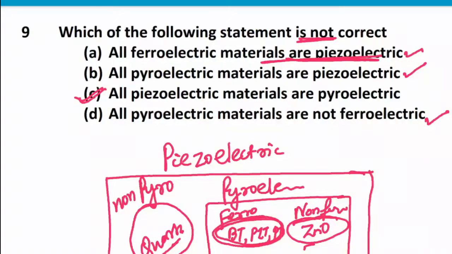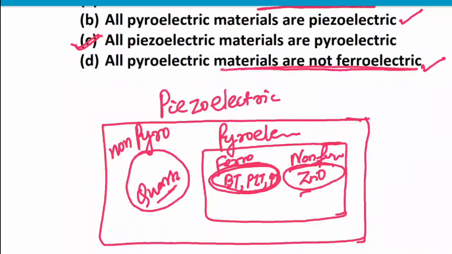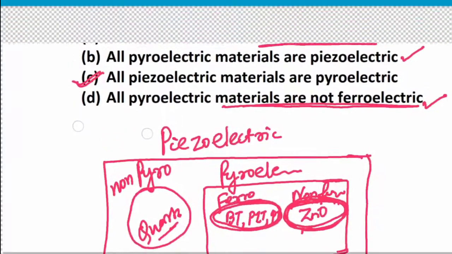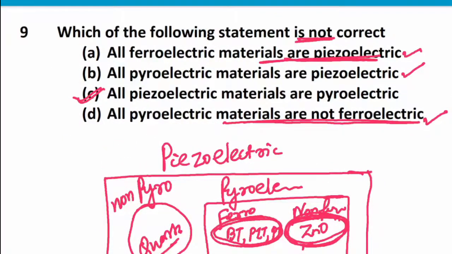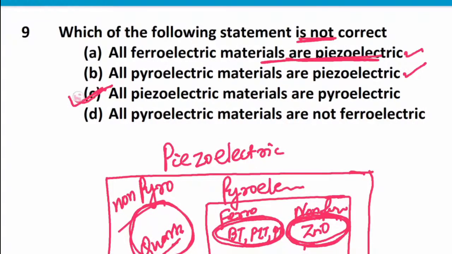Next, all pyroelectric materials are also piezoelectric. This is pyroelectric also under the piezoelectric metal. Option C says all pyroelectric metals are not ferroelectric, because there are also non-ferroelectric under the pyroelectric. So this is not the case. So here option C, all piezoelectric metals are pyroelectric, is wrong because there are also non-pyroelectric under the piezoelectric domain. Option C is the answer here.